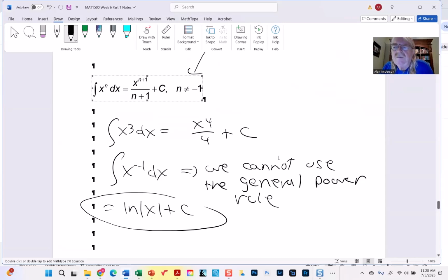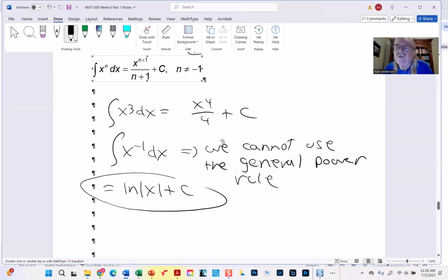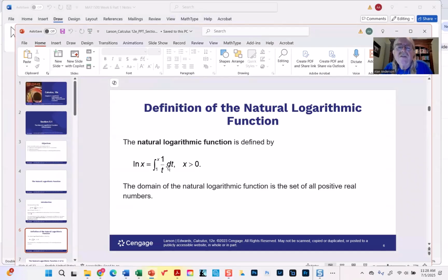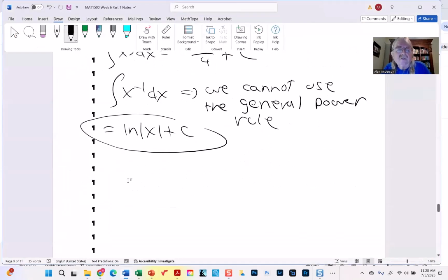Okay, so I've just opened up one of the mysterious doors for you. In that one case, we end up with the natural log of the absolute value of x instead of using the power rule. Now, this is the formal definition of the natural log. It's an integral. And I think they have a diagram of it somewhere here.